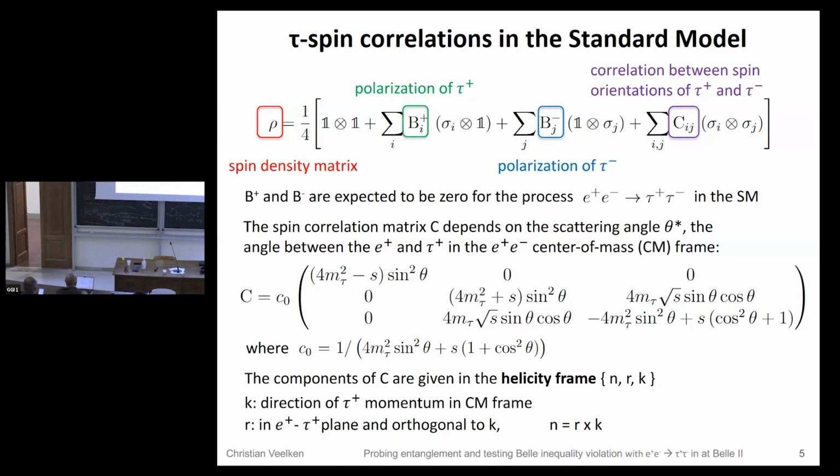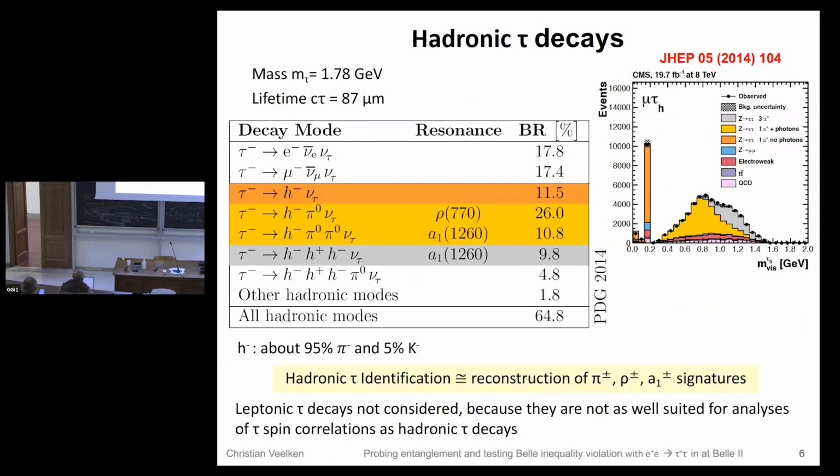And we compute these components in the helicity frame. This is again very similar to the top case. In our case, the k-axis is in the direction of flight of the tau plus. The r-axis is in the scattering plane, and the n-axis is the orthogonal direction. I should say that the spin orientation of the taus is reconstructed via the angular distribution in momentum and angle of the tau decay products. So what we are utilizing is the decays of the taus as polarimeter to measure the tau spin orientation.